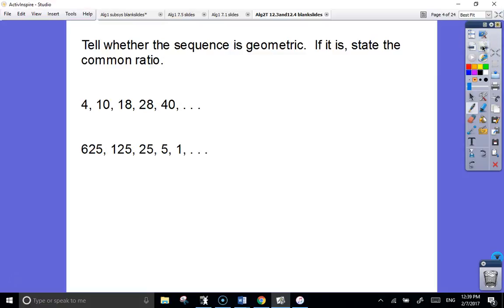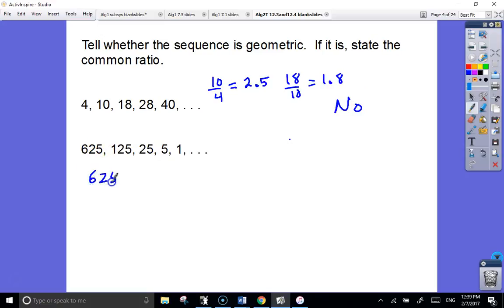So tell whether these sequences are geometric. So again, you have to check the common ratio. Let's see, in this first one, 10 over 4 is 2.5. 18 over 10 is 1.8. So that's not constant, so that's a no. That's not geometric.